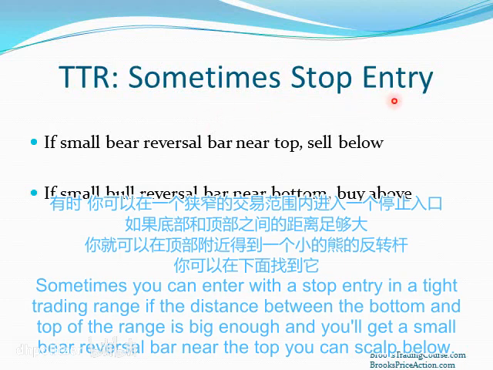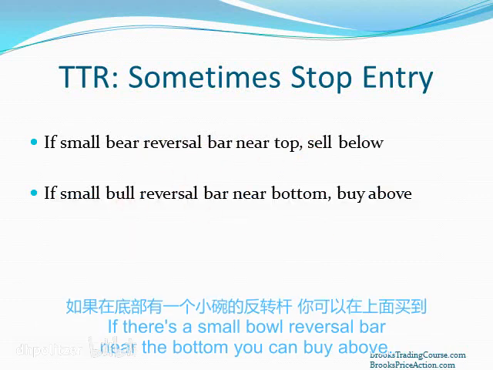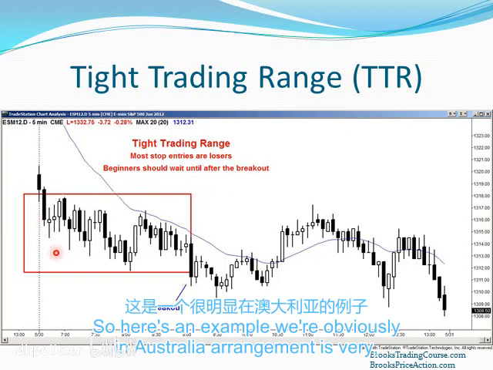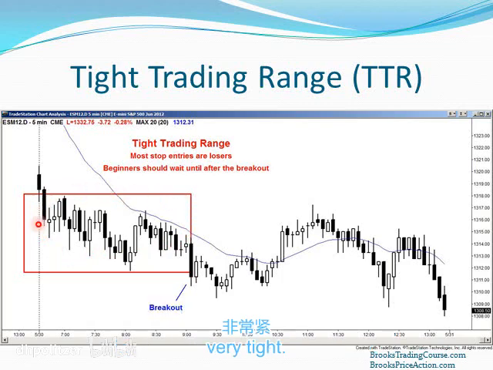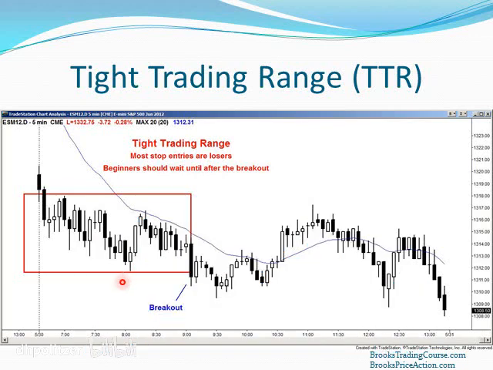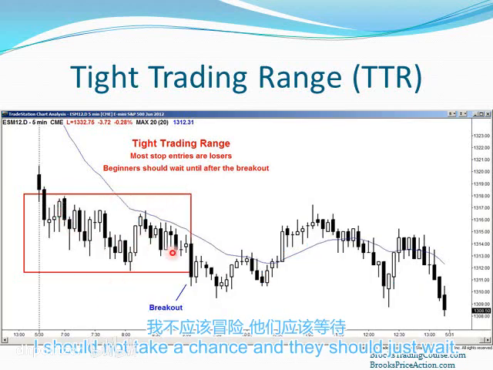Sometimes you can enter with a stop entry in a tight trading range. If the distance between the bottom and top of the range is big enough and you get a small bear reversal bar near the top, you can scalp below. If there's a small bull reversal bar near the bottom, you can buy above. So here's an example. We're obviously in a trading range and it's very, very tight. We have a small bear reversal bar near the top, so you could consider shorting that. We have a small bull reversal bar near the bottom, so you can consider buying that. Most traders, if they're starting out, should not take a chance and they should just wait.